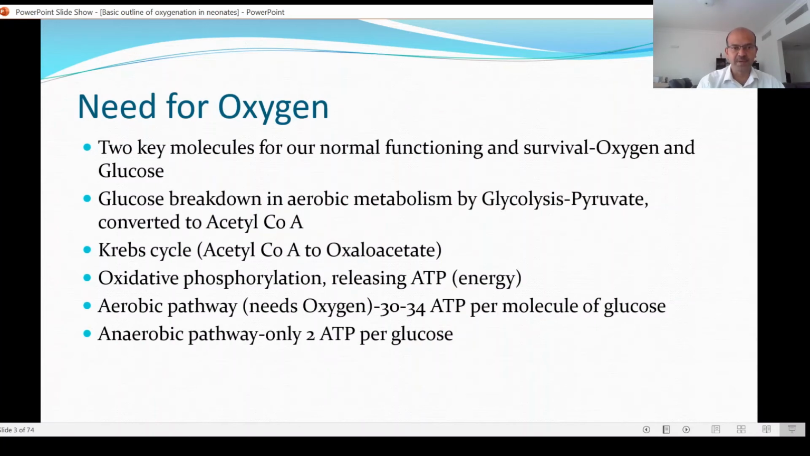For this aerobic pathway to function, that is, to utilize the glucose appropriately to release the 30 to 34 ATP per molecule of glucose, oxygen is a key. So without oxygen, we will not be going through the aerobic pathway.